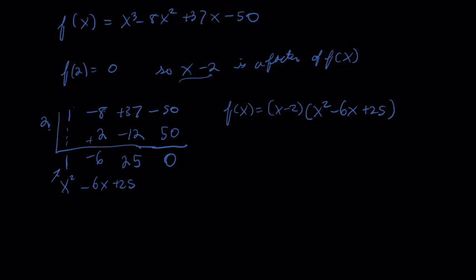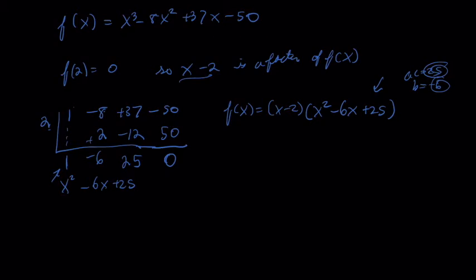I now have to go ahead and factor the remaining quadratic. So I say, okay, what are the factors of AC that add up to b? Well, darn it if that doesn't work. There are no factors of 25 that add up to negative 6. So I'm going to have to use the quadratic formula.